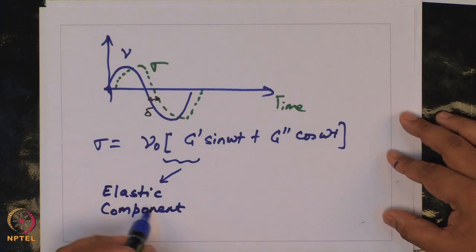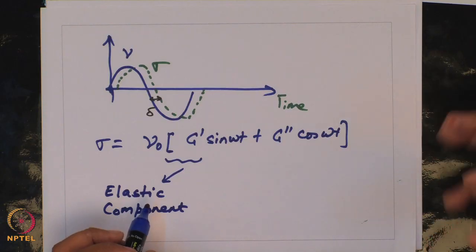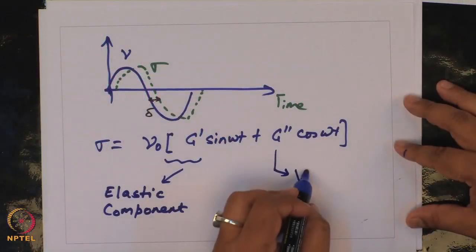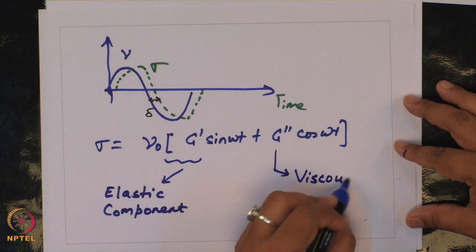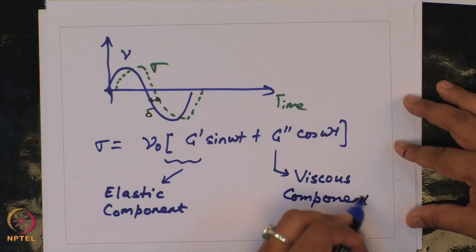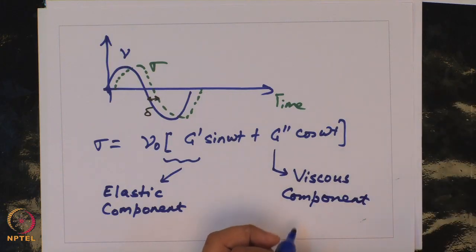Okay. This corresponds to the elastic component, and it is called the storage modulus because this energy can be retrieved. When you release it, you again go back to the original configuration. The G double prime is the viscous component. And hence it is called the loss modulus because this is dissipated.